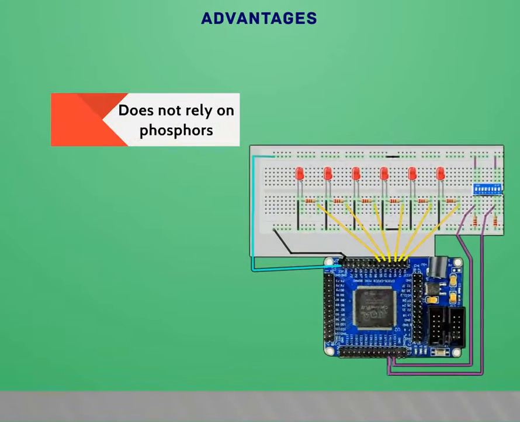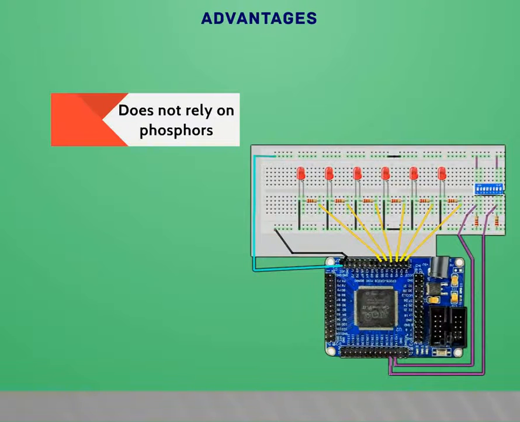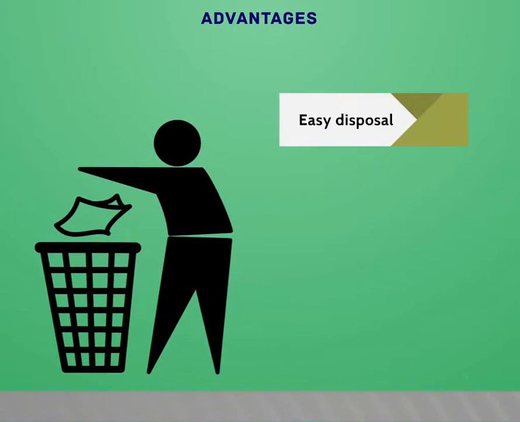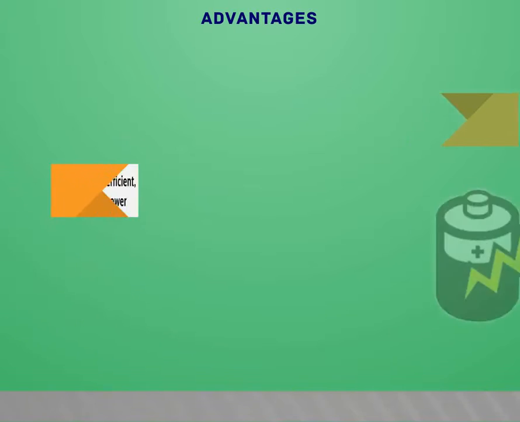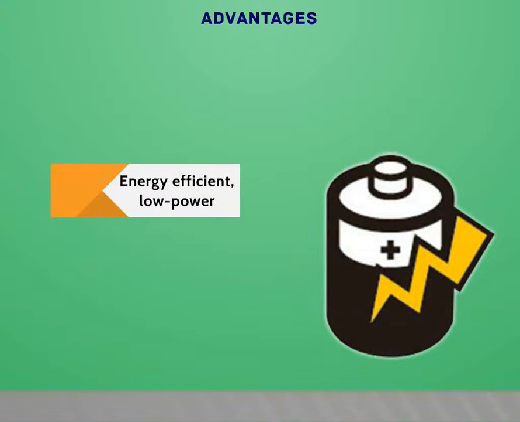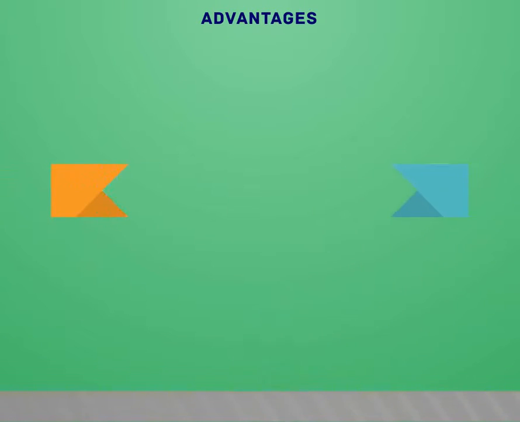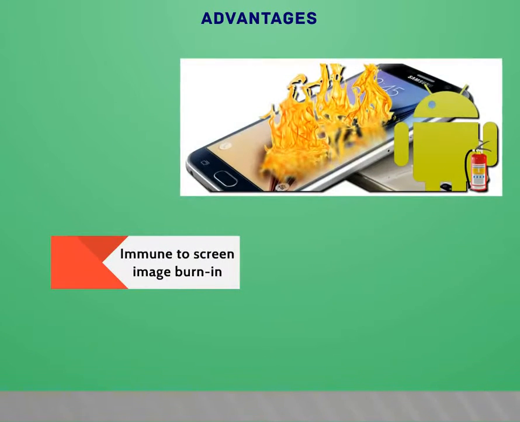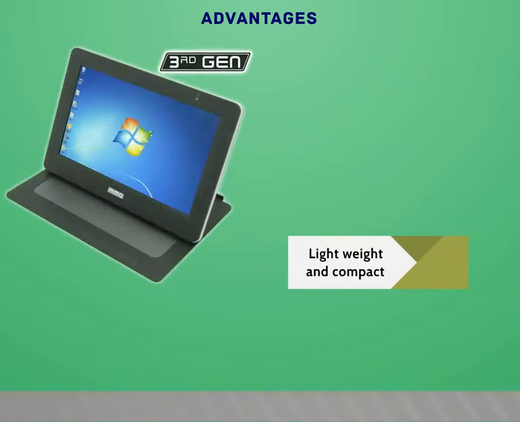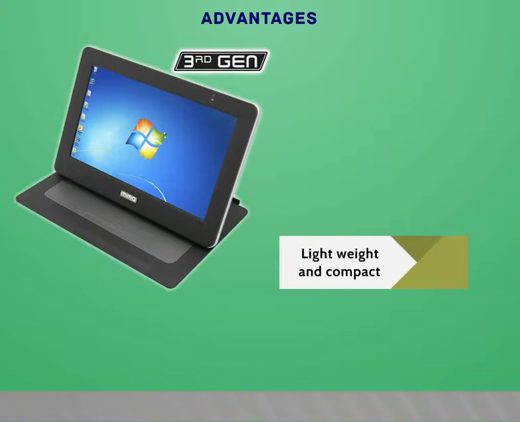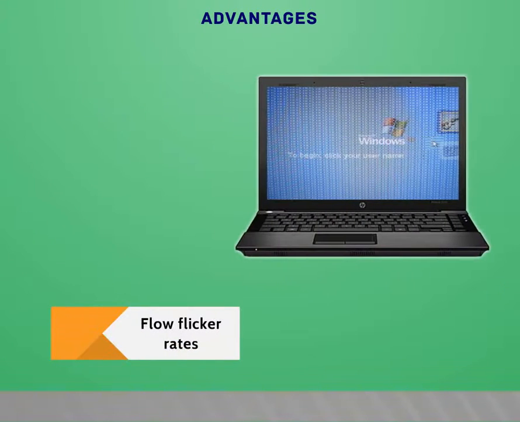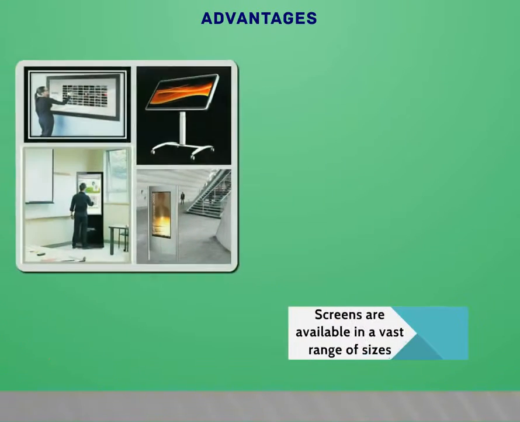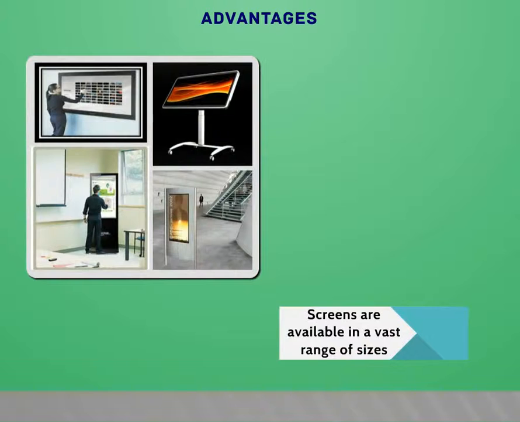Advantages: does not rely on phosphorus. Easy disposal. Energy efficient, low power. Excellent contrast. Immune to screen image burn-in. Lightweight and compact. Low flicker rates. Screens are available in a vast range of sizes.